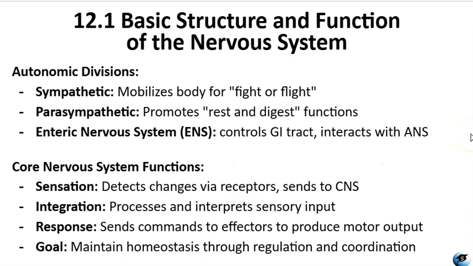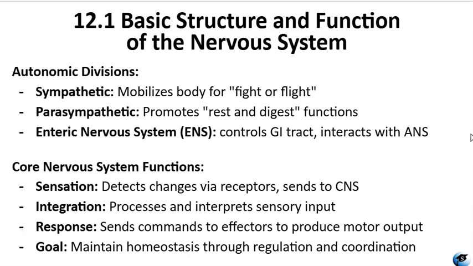The three major divisions of the ANS include sympathetic, parasympathetic, and the ENS. The sympathetic division is responsible for initiating the body's fight or flight response, increasing heart rate and respiratory rate while suppressing non-essential functions like digestion. In contrast, the parasympathetic division supports the rest and digest state by slowing the heart rate and stimulating digestive processes.